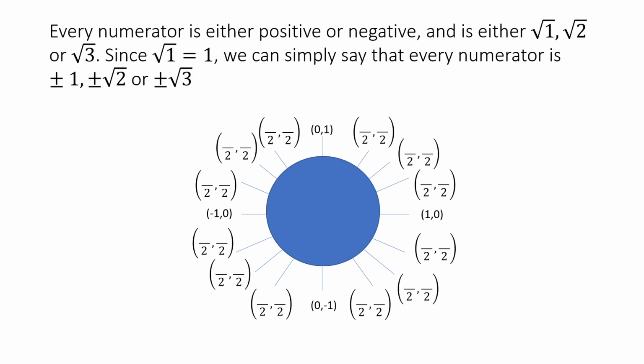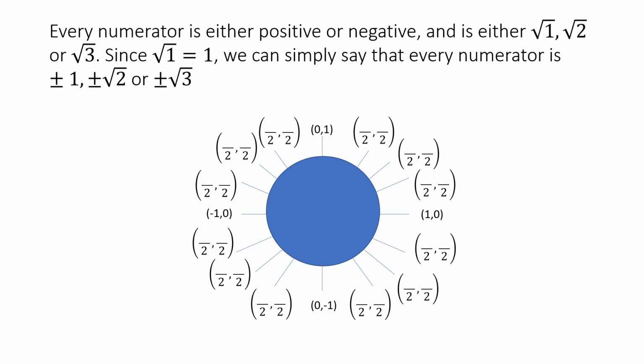Now, every numerator will either be positive or negative, and every numerator will either be root 1, root 2, or root 3. And root 1 is the same as just 1. The square root of 1 is 1. So in other words, every single numerator is either 1 or root 2 or root 3, or -1, negative root 2, negative root 3.